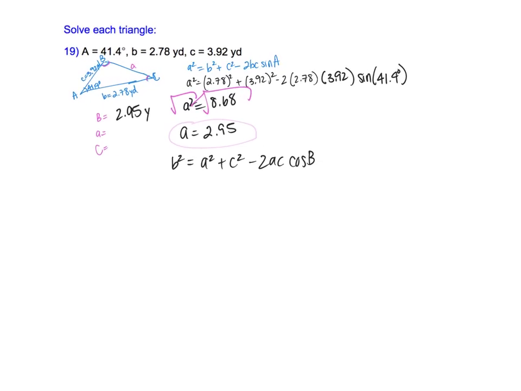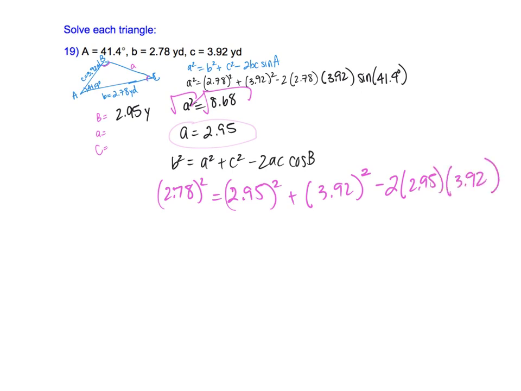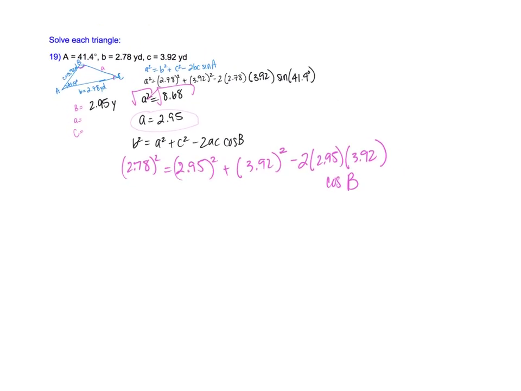So if you were following this formula here, I'm going to plug in what I know, which is that b squared is 2.78 squared, equals a squared, which is 2.95, and c squared, which is 3.92, minus 2 times 2.95 and 3.92, and then cosine times B. So I seem to have run out of room, so I'm going to shrink this, there we go, and then I'll erase this part and scoot this over. So all I've done is written this out, and then I'll try to simplify and clean this up.